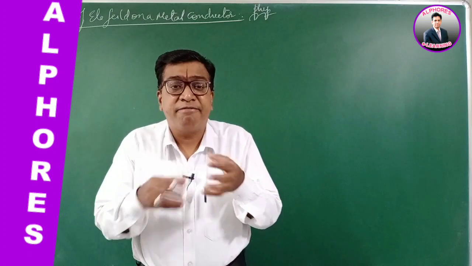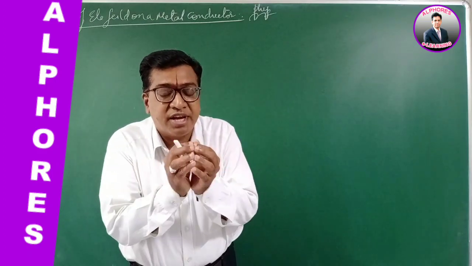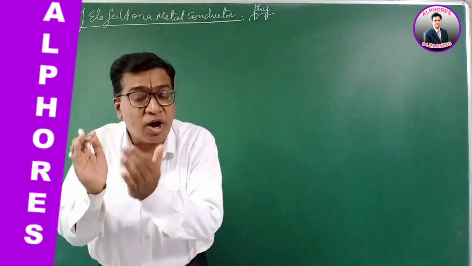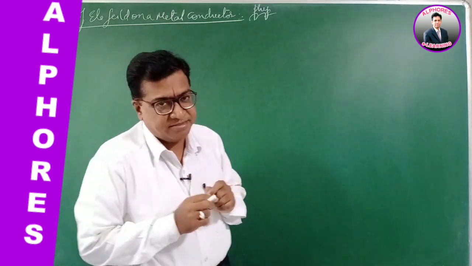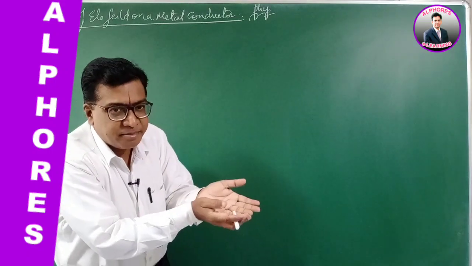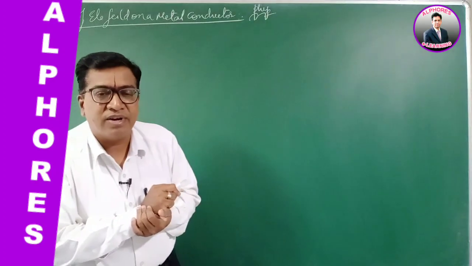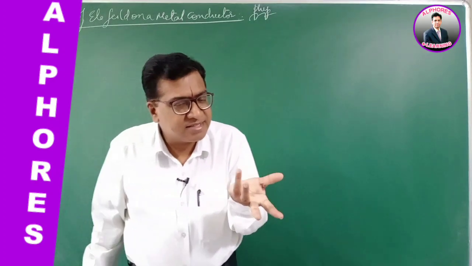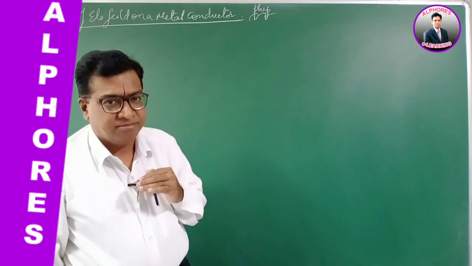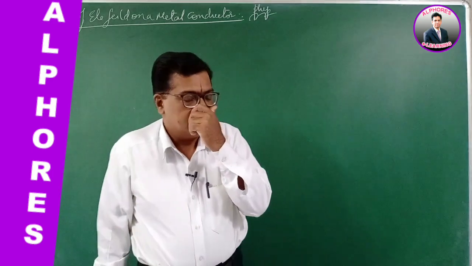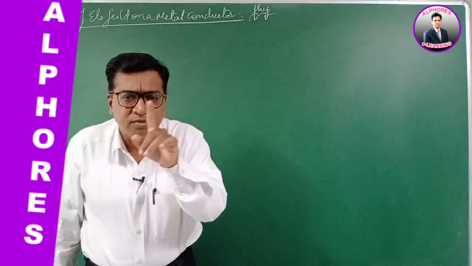Then flux: every charge produces lines of force. The measure of the number of lines of force passing through a space is called electric flux. Then there is electric flux density, which is flux per unit area. We have been learning all these things. So flux density is E equal to phi by A.